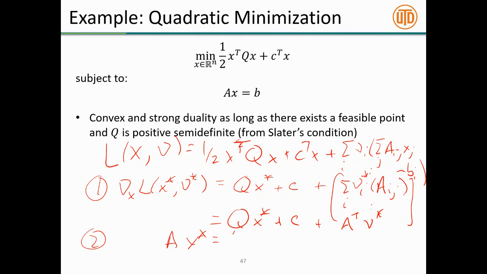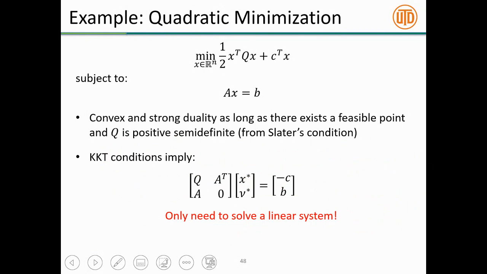that A times x star is equal to b. That's what the KKT conditions tell us, right? I set this thing equal to 0 because the gradient should be equal to 0, and I just rewrite that as a linear system, right? So some function of x star and nu star has to be equal to some constant, right? And then some function of x star has to be equal to some constant b in the second piece. So regrouping those terms together, I get a linear system that looks like this.